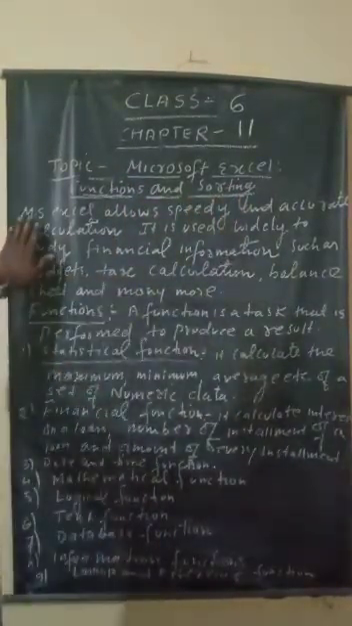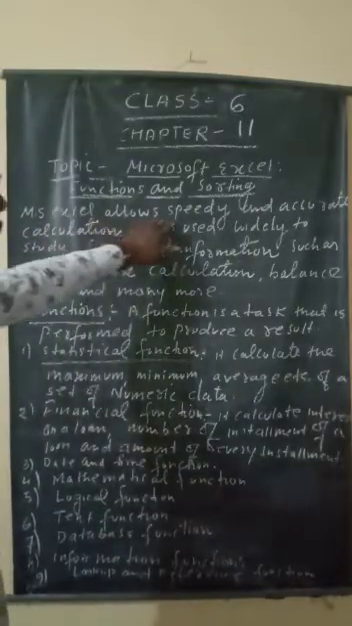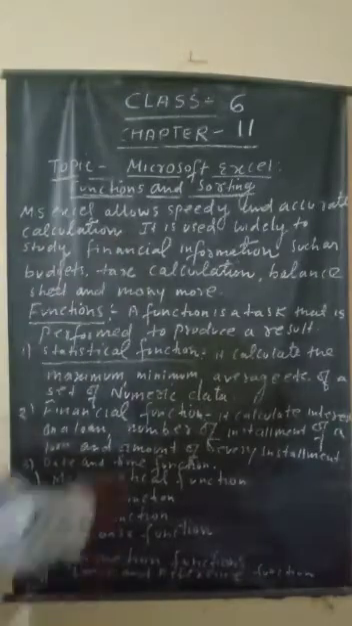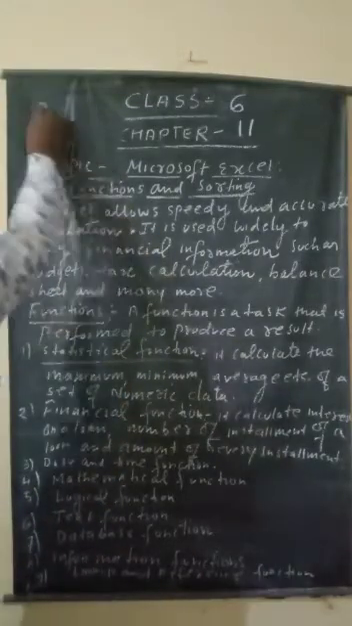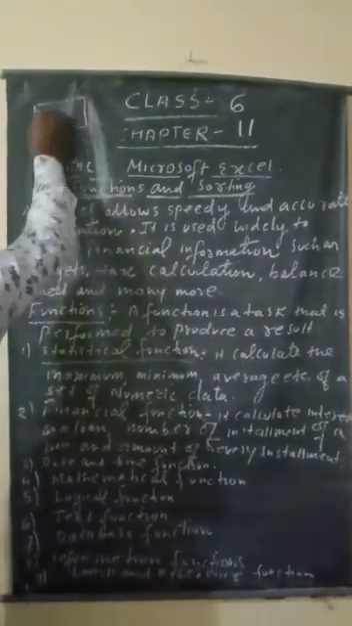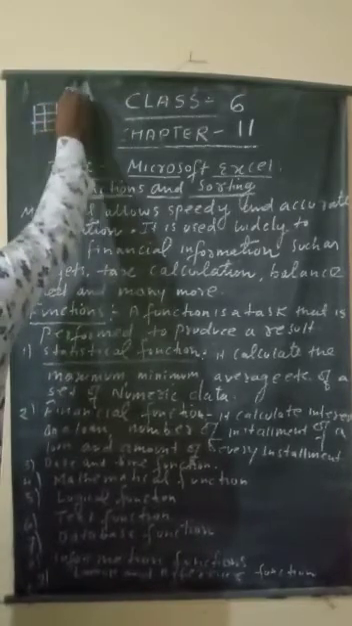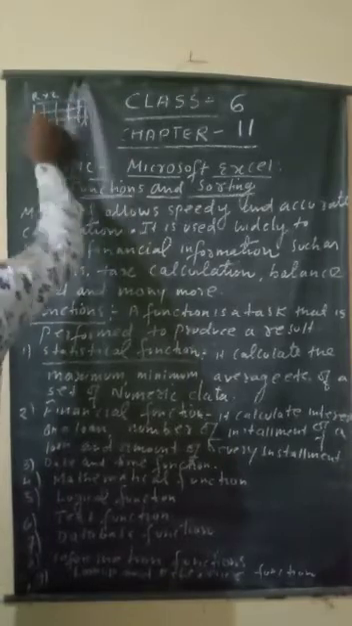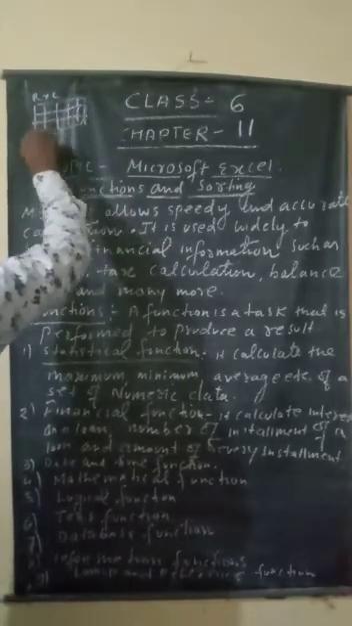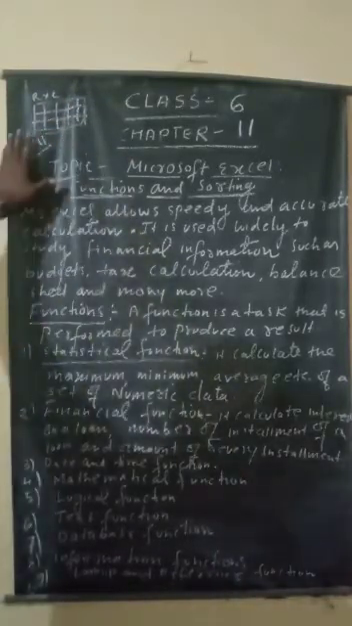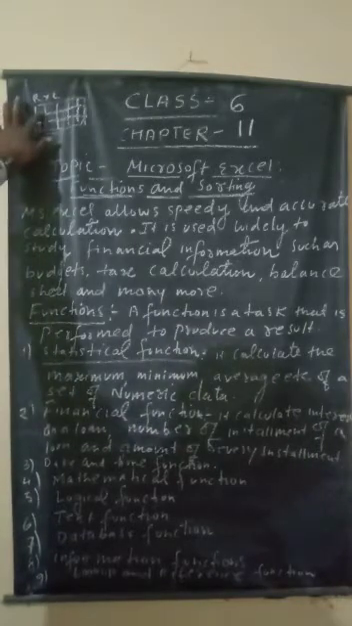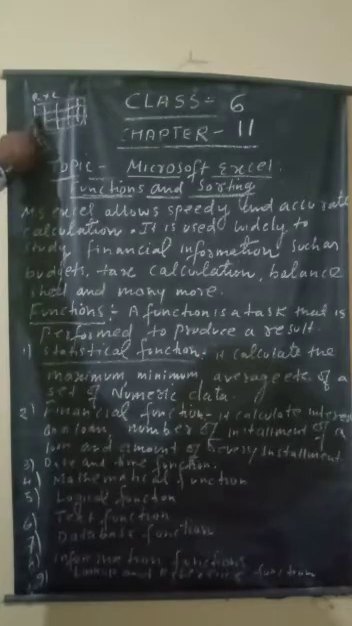Do you know what MS Excel is? Microsoft Excel allows speedy and accurate calculations. It is mainly used for calculation purposes. Its page is just like a spreadsheet page, with rows and columns. The intersection of a row and a column is known as a cell. When a cell is active, it is highlighted. Here you can put loads of numbers and do calculations.